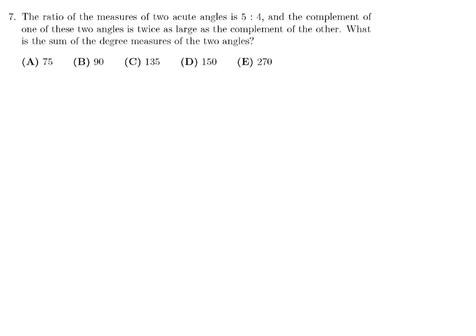The ratio of the measures of two acute angles is 5:4, and the complement of one of these angles is twice as large as the complement of the other. What is the sum of the degree measures of the two angles? So the ratio is 5:4, so I'll let one angle be 5x and the other angle be 4x.